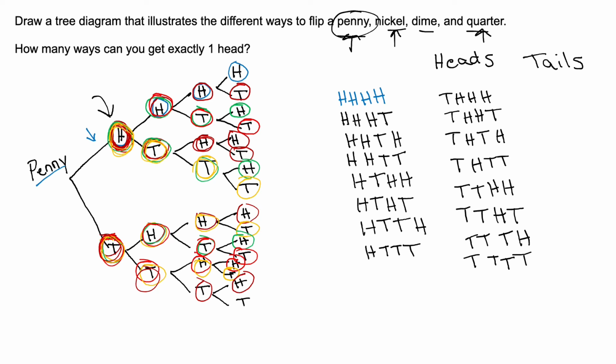So if I count all of these outcomes, I should have 16 outcomes. 1, 2, 3, 4, 5, 6, 7, 8, 9, 10, 11, 12, 13, 14, 15, 16. So I have all of the outcomes listed on the screen. Now that I've written all of the outcomes, I need to identify the number of ways that I can get exactly one head.